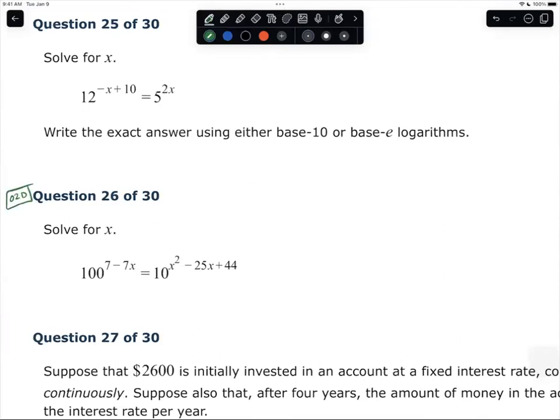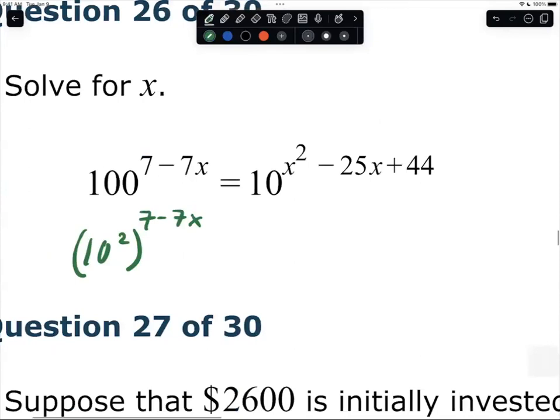And then you solve it as an equation. Yes. 100 is 10 squared. So instead of writing 100 to the 7 minus 7x, I can write 10 squared to the 7 minus 7x. And then if you remember your properties of exponents, these exponents can be multiplied together. So this is really 10 to the 14 minus 14x equals 10 to the x squared minus 25x plus 44.